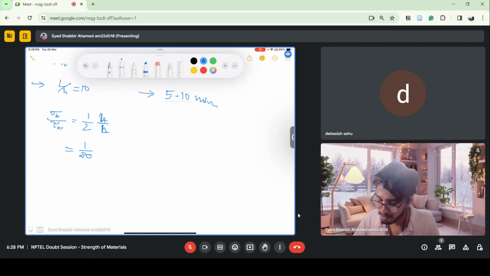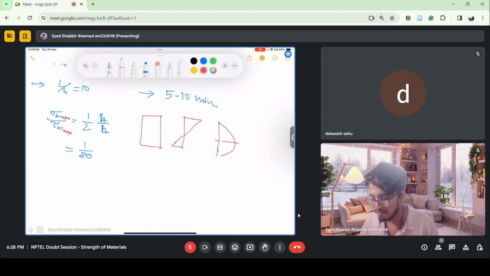So the ratio is maximum bending stress to maximum shear stress. Maximum bending stress occurs at the top or bottom of a section like this, and maximum shear stress occurs at the neutral axis, the neutral surface. This ratio is 1 by 2 H by L. So for a slender beam, this ratio is 1 by 20.